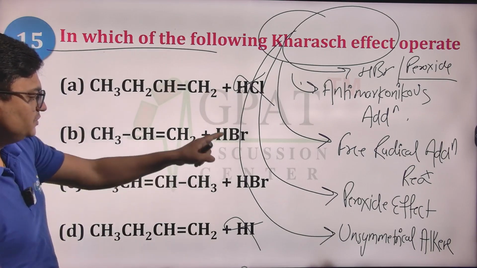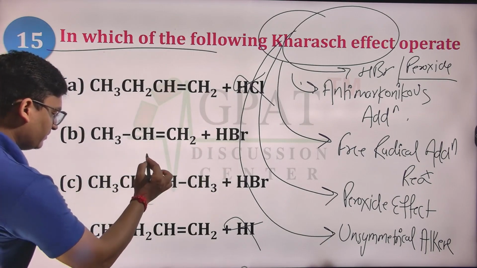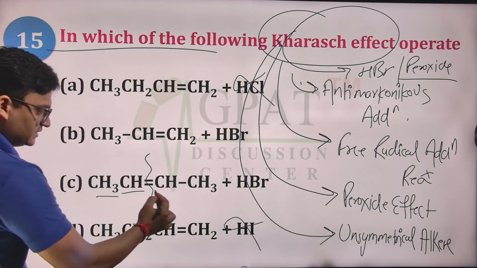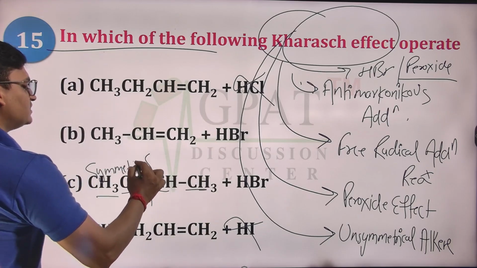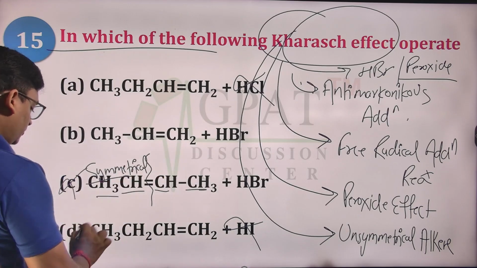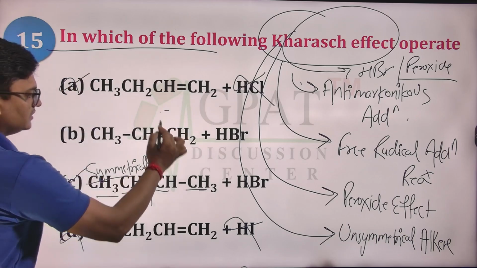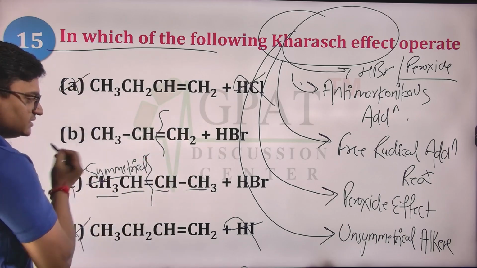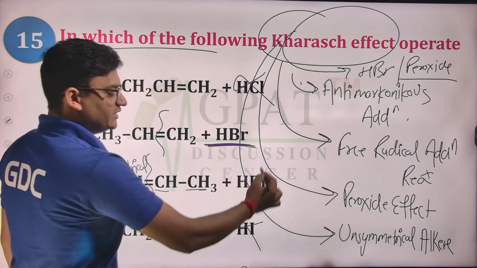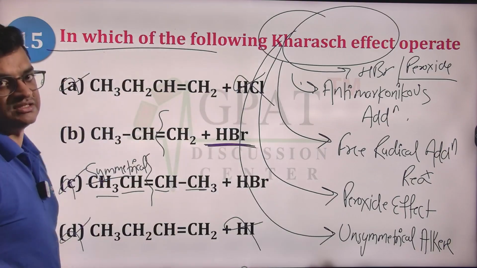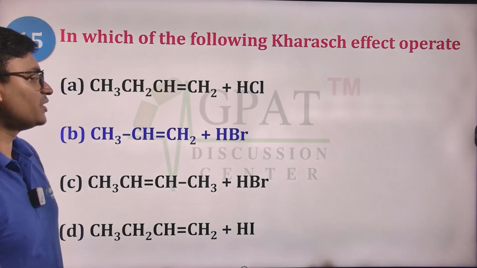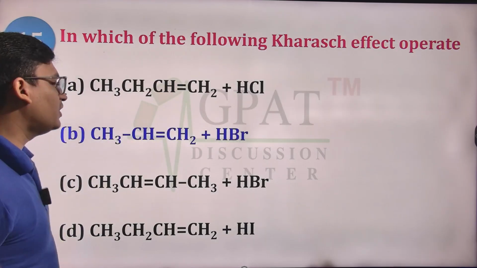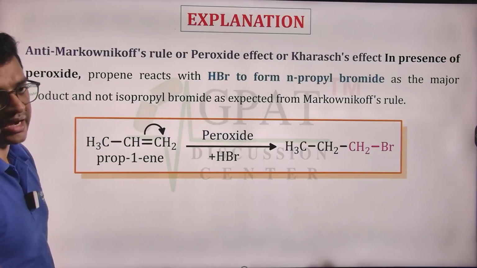Now we are having HBr here, but this is a symmetrical alkene. Look, CH3, CH3. So this was symmetrical. That is not possible here. So left is an unsymmetrical alkene, CH2, CH3, reacting with HBr. And yes, we are having the Kharasch effect, the presence of peroxide. So B will be your right answer.